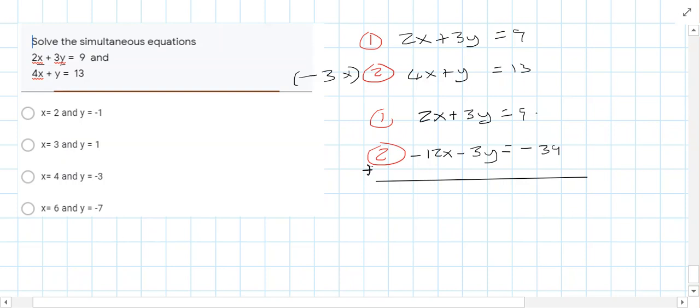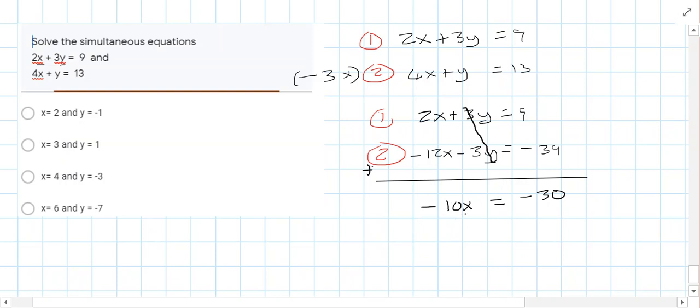So you have 9 plus minus 39, that's going to be equal to minus 30, is equal to, and plus 3y minus 3y, these will cancel out. And then you have plus 2x minus 12x, that's going to be equal to minus 10x. So now what we want to do is solve for x.